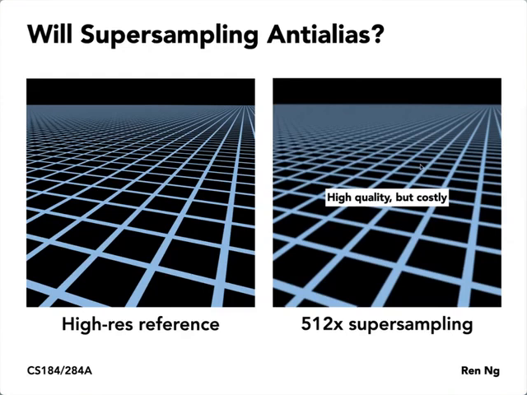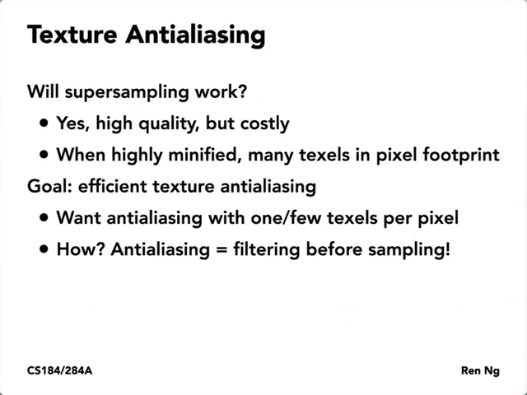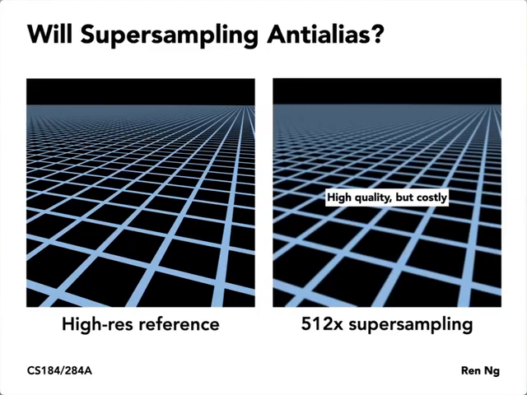So anti-aliasing will produce a great result, but think of how expensive this is, okay? This is requiring 512 times the computation at every pixel that's outgoing here. So texture anti-aliasing, will supersampling work? Yes, but costly. And when we're highly minified, such as in the background cases here, one screen pixel can cover many, many blue lines in this grid because it's so far off towards the horizon, which means it can cover a very large area in the texture image. That's a very high degree of minification of that texture image onto the screen.